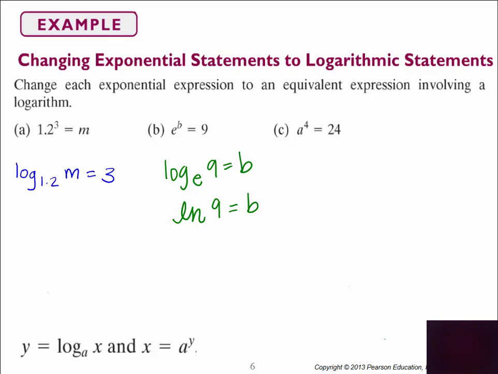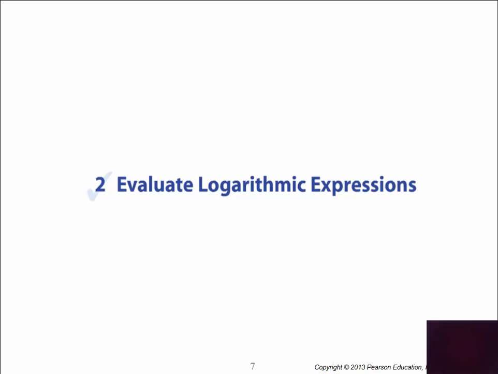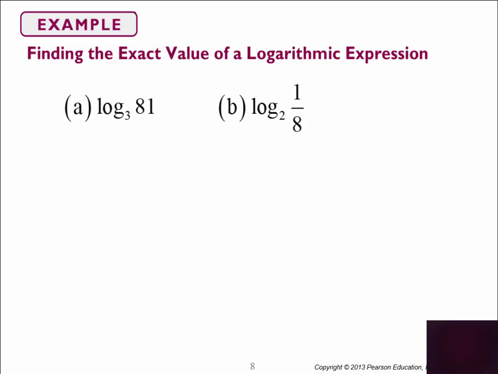Okay, and then lastly, if we have a to the 4th equals 24, we're going to say log base a of 24 equals 4. And then lastly, let's look at a couple logarithmic expressions to evaluate. These are a little bit more complicated, so we're going to have to use the little trick that we talked about earlier.